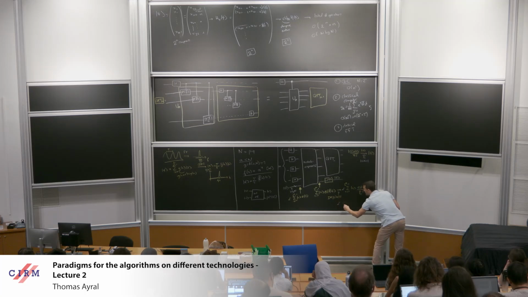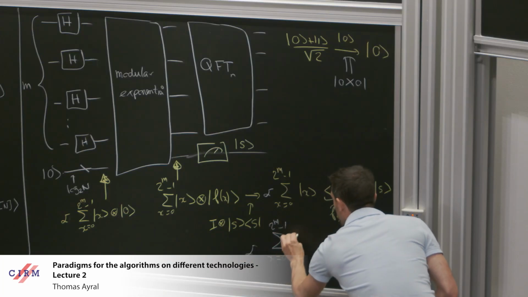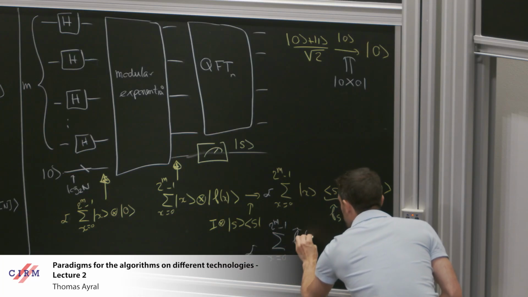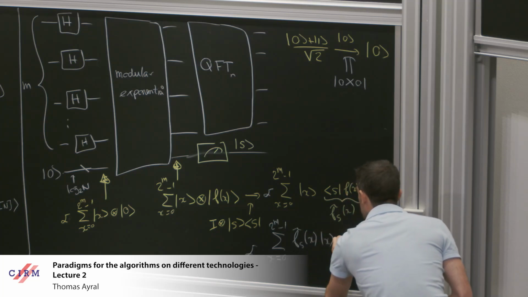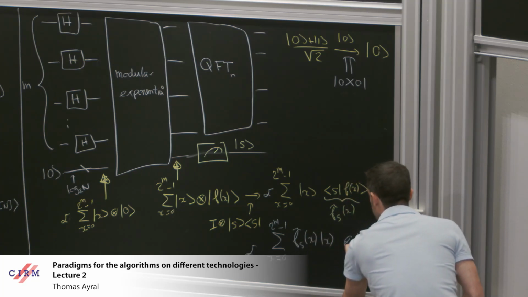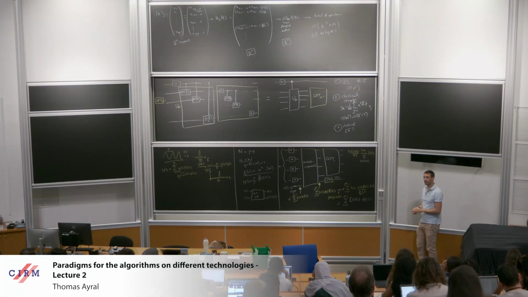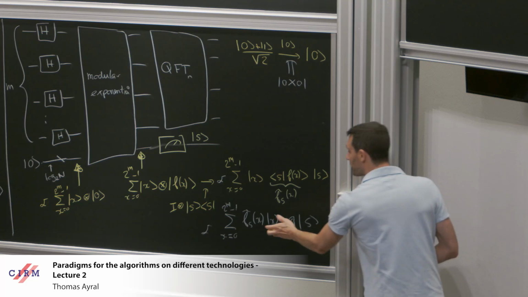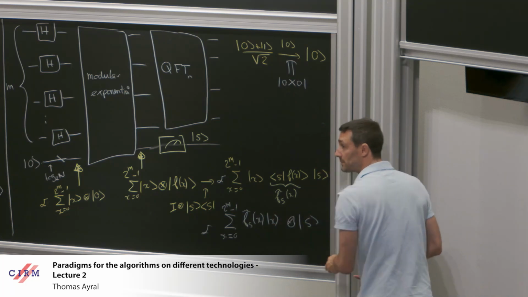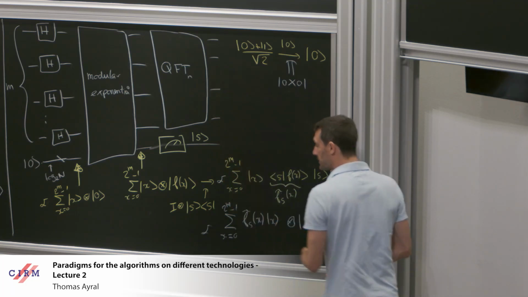So I'm going to say that what I obtain here is a state, the sum over x from 0 to 2^m minus 1 of f_s(x) times x tensor s. Does everybody agree with that? So is this state factorized between the two registers? Is everybody convinced that here it's really a factorized state? This tensor this. So it's no longer entangled between the two registers.